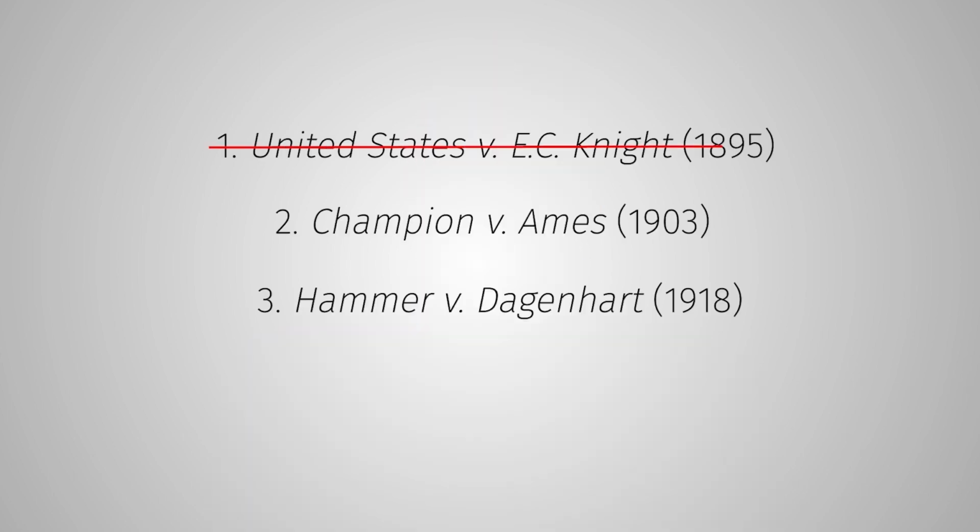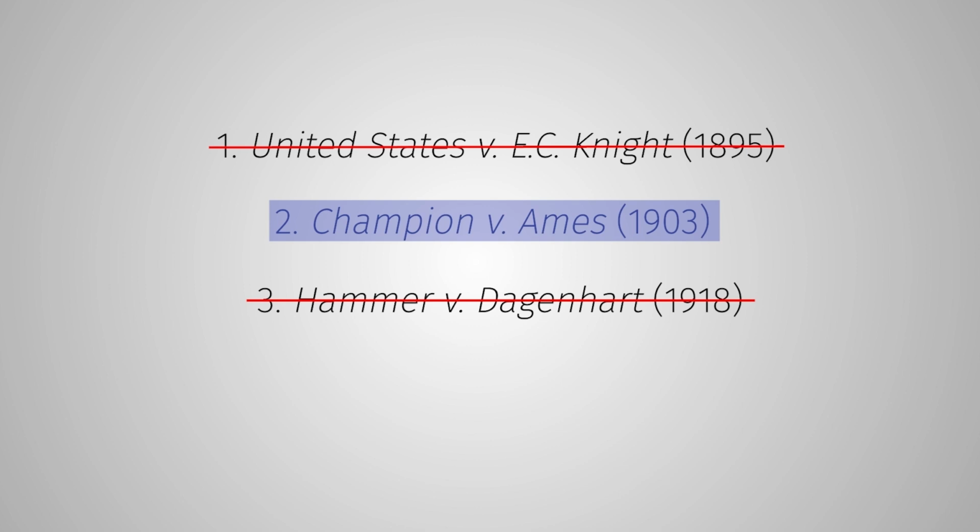During the New Deal, the Supreme Court would reject the proposition that Congress's commerce power was limited by the police power of the states, as was held in E.C. Knight and Hammer. But Champion versus Ames, which allowed Congress to prohibit interstate commerce, remains good law.